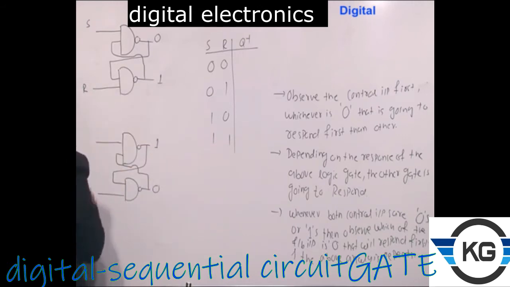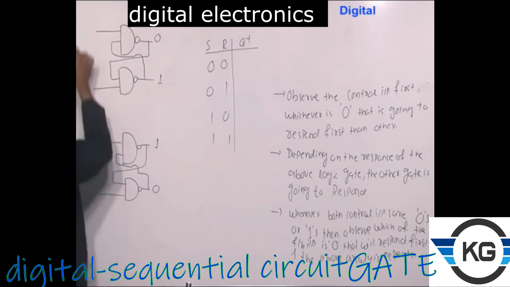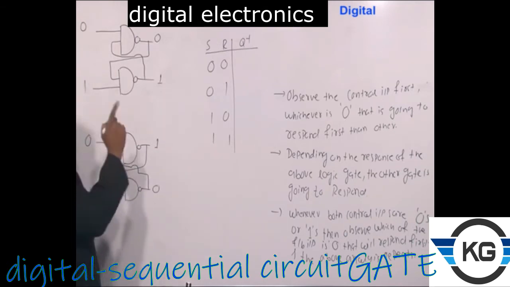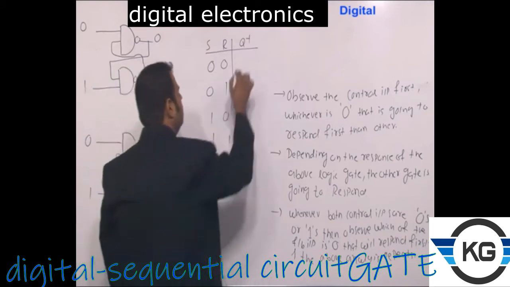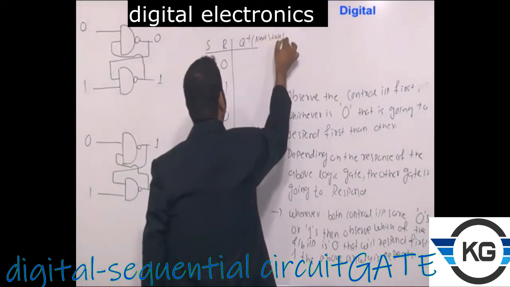Now I am going to connect this as, let us say, I am starting with 0,1. I will come to 0,0 later. So let us start with 0,1. Now what is the meaning of Q plus? Q plus we are saying is the next state. Technically we pronounce this word as next state.